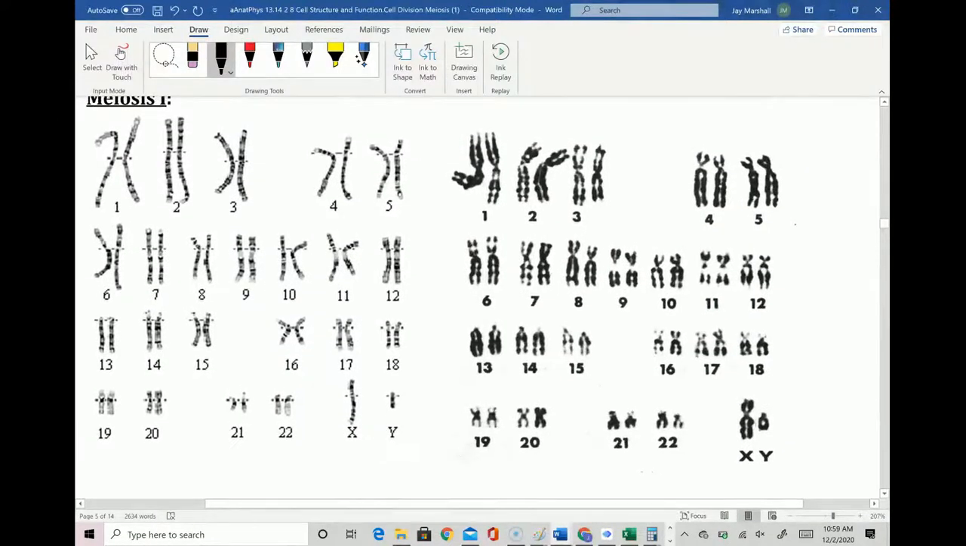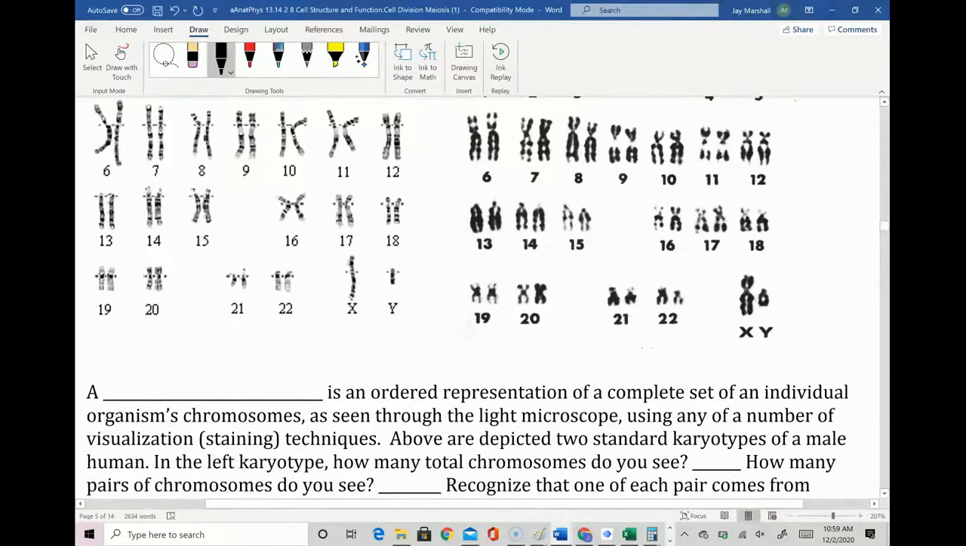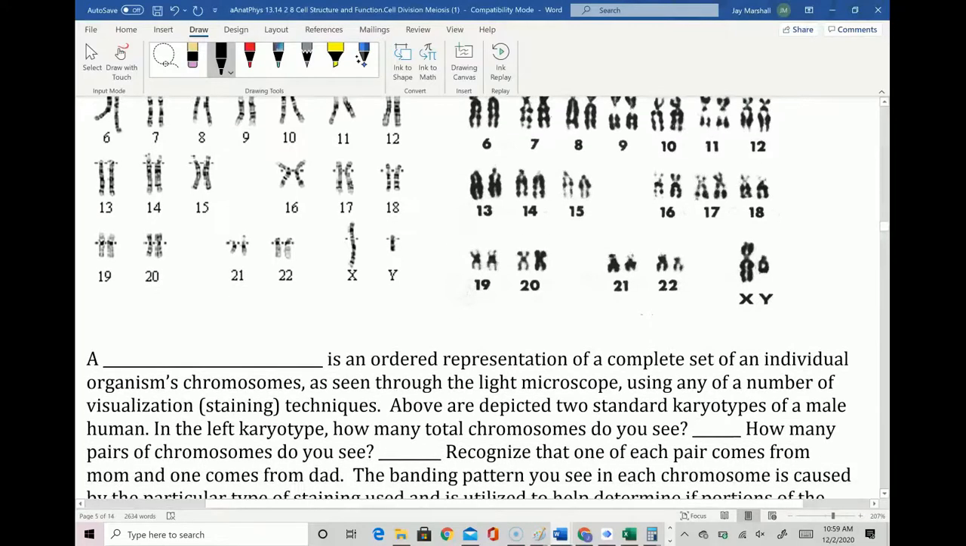I'm assuming that you have seen pictures of sets of chromosomes before. Anybody remember what this picture of a set of chromosomes is called? Is it a phenotype? It's not a phenotype. Phenotype is a genetic term for what the organism looks like. But type is correct. Karyotype.